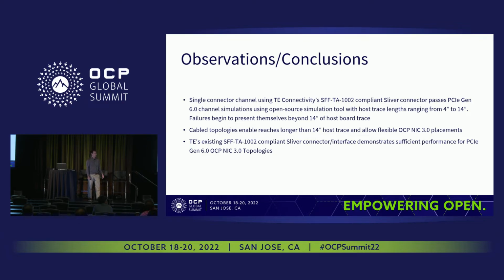And we found with the cable topology, we can reach up to 900 millimeters internally, including about a 7-inch host trace. This also would allow folks to have a more flexible OCP NIC placement, so move it up off the board, and stack these 2D without a riser card. And then lastly, our current and existing connector seems to show promising performance for PCIe Gen 6 channel and topologies.